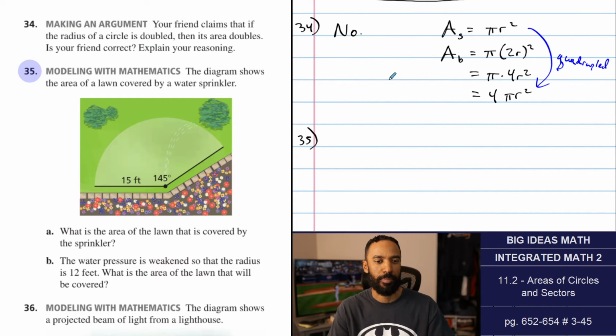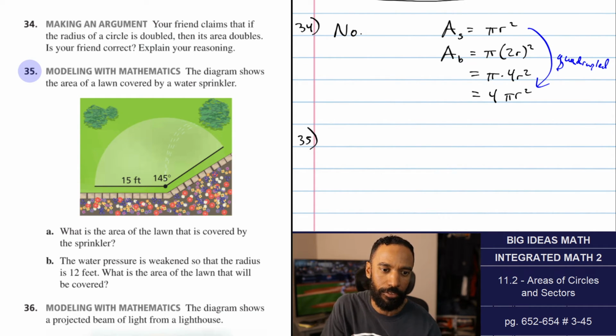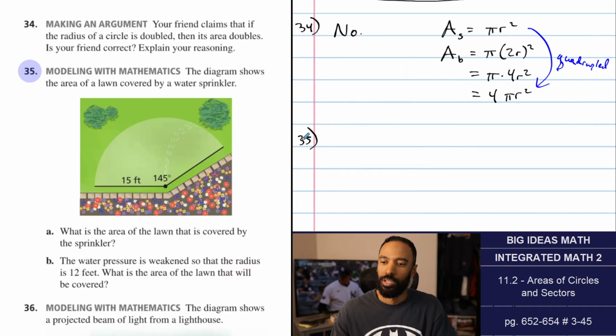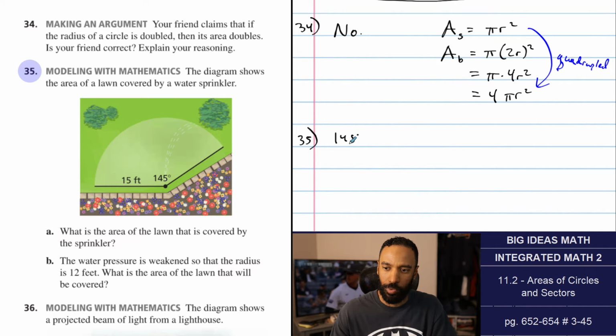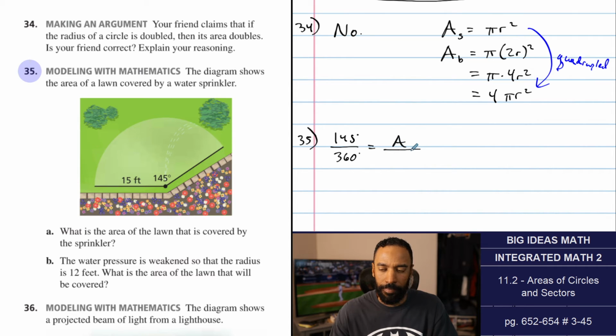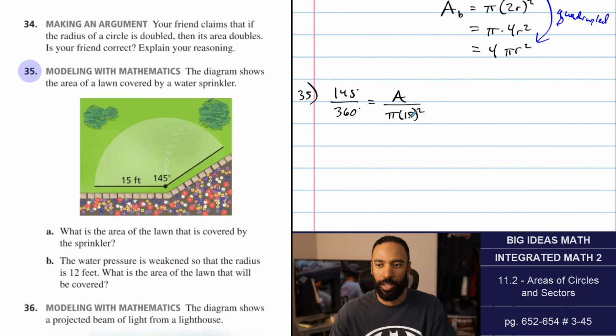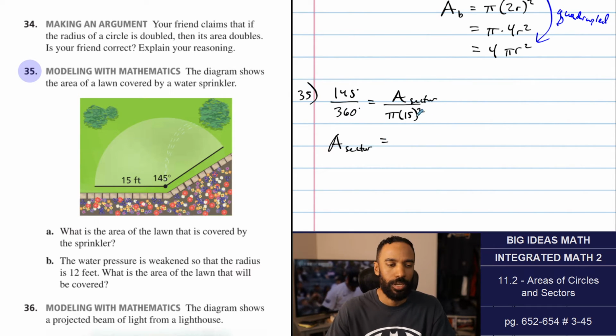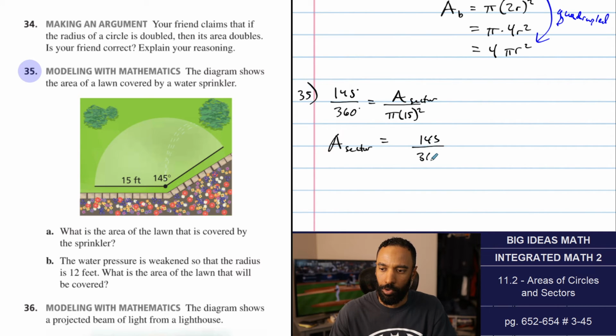Number 35, modeling with mathematics. The diagram shows the area of a lawn covered by a water sprinkler. What is the area of the lawn covered by the water sprinkler? So we got a 15-foot radius, 145-degree central angle. Whatever 145 is out of 360. Find the area of the lawn. This area of the sector, I'll just call it A, is out of your pi times r squared. We're going to multiply both sides by this thing here. So the area of the sector is 145 out of 360. I won't bother reducing. Times 225 pi.